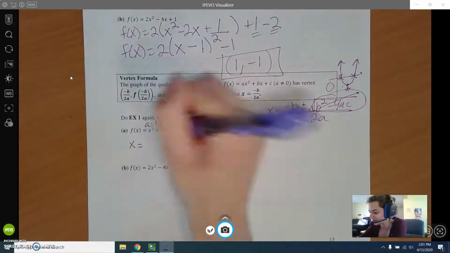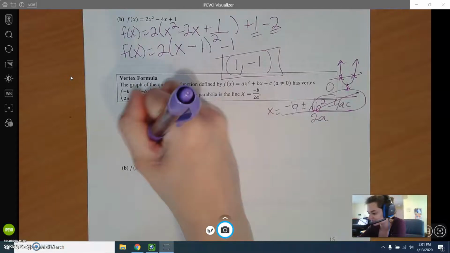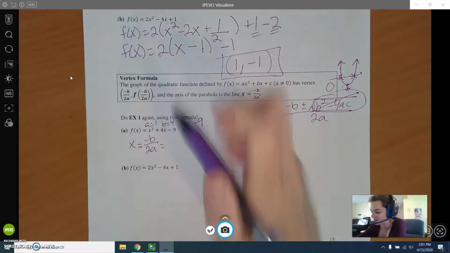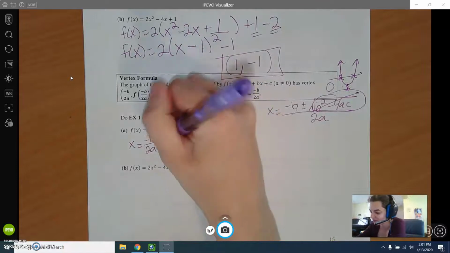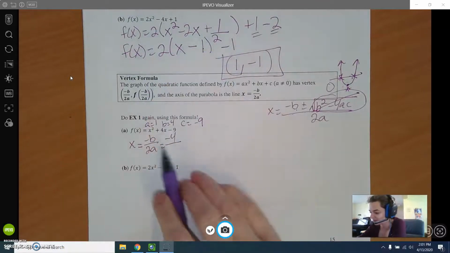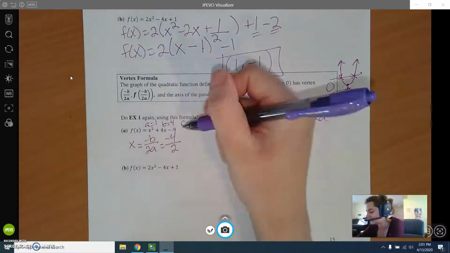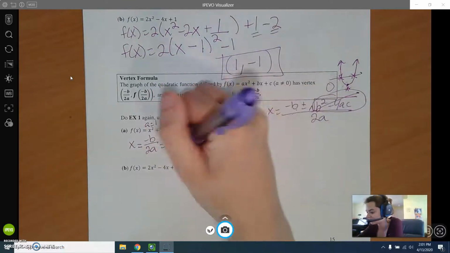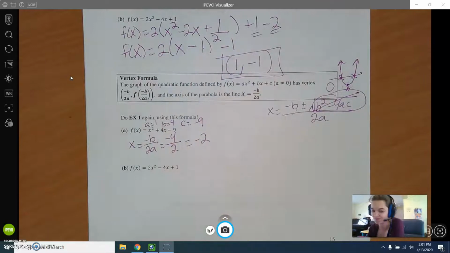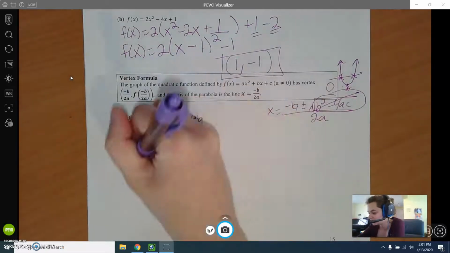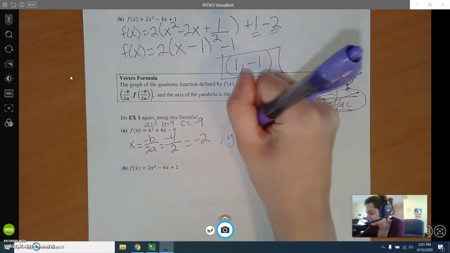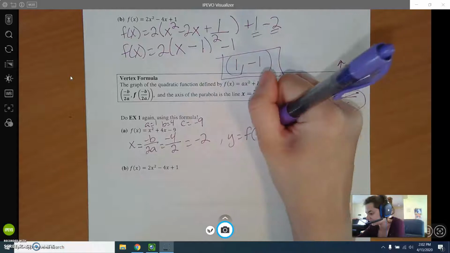So to find the x coordinate, I'm going to do the opposite of b over 2a. So the opposite of +4 is -4. And then I have 2 times a, so 2 times 1 is 2. Then I can divide. -4 divided by 2 is -2. To find the y value, all you've got to do is substitute it back in. Okay? So the y value would be f of -2.